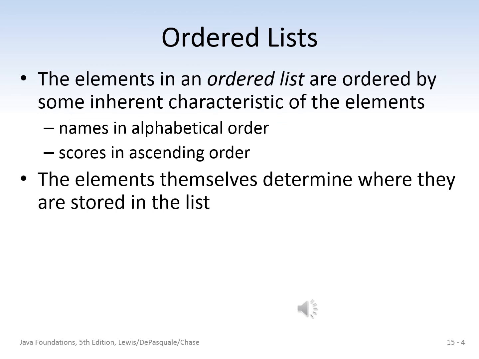So in an ordered list, the elements determine where they're stored in the list. So in an ordered list, there's some inherent characteristic of the elements that determines where they go in the list. So it may be a list of names that are stored in alphabetical order. It may be numeric values that are sorted in ascending or descending order.